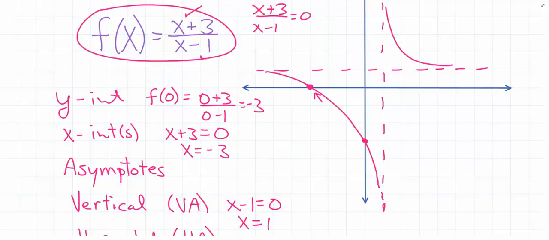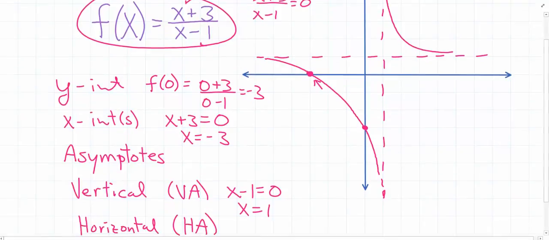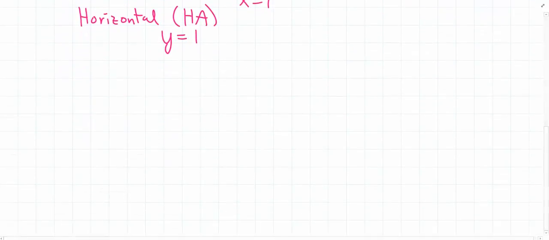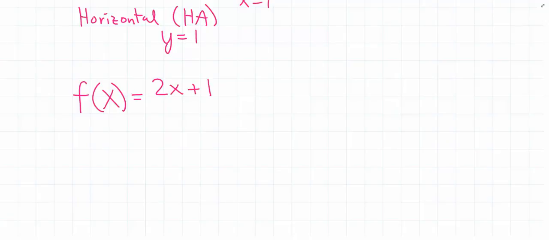Okay, now let me look at another example real quick, just so that we can go through it from the very beginning, now that we've seen one. Let's just suppose that we have 2x plus 1 over 3x plus 6, something like that.